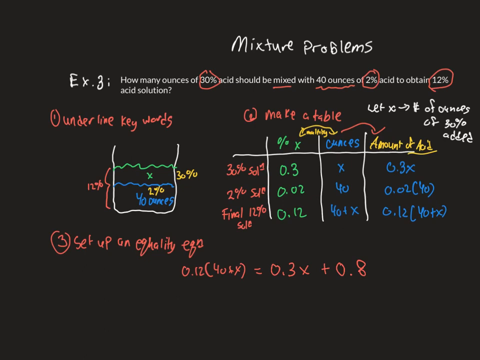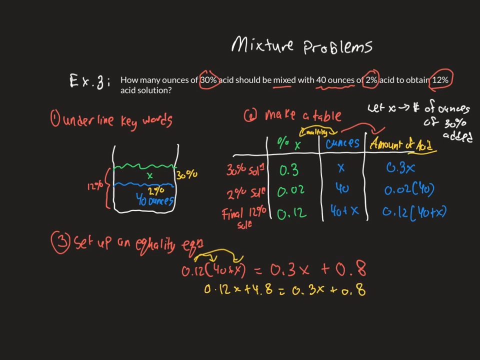All right, so let's do this. So 0.02 has to multiply by these two. Let's get into it. That's going to give us 0.12x plus 4.8 is equal to 0.3x plus 0.8.